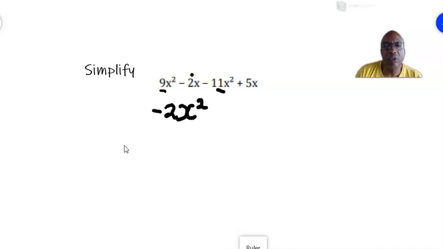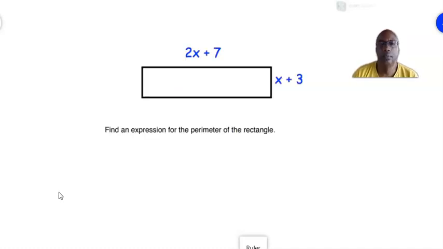And then I have minus 2x plus 5x. Again, I have unlike signs, so I subtract and keep the sign of the bigger term, which is the 5x. So it'll be plus, and 5 minus 2 is 3. So it is 3x. Let's go to another example.